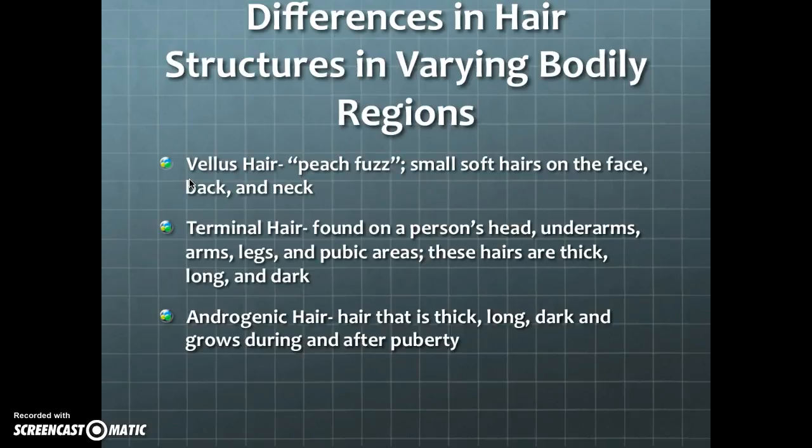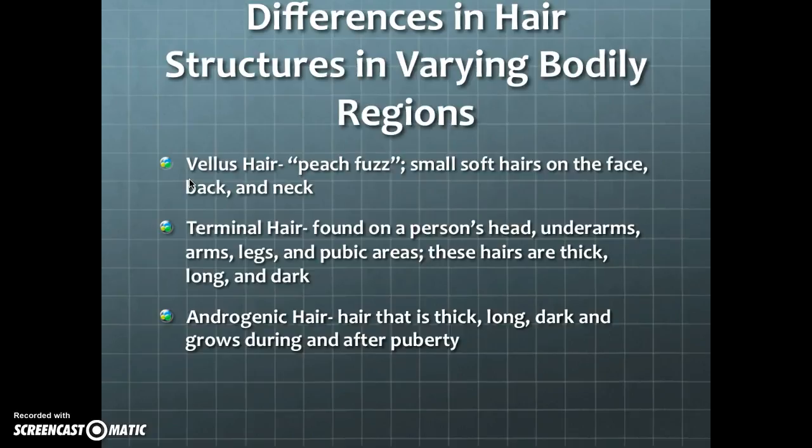So there are different hair structures depending on what bodily region we're talking about. Vellus hair is also known as the peach fuzz, and these are small, soft hairs on the face, back, and neck. They're small, short, fine, and light. You can't really see them.